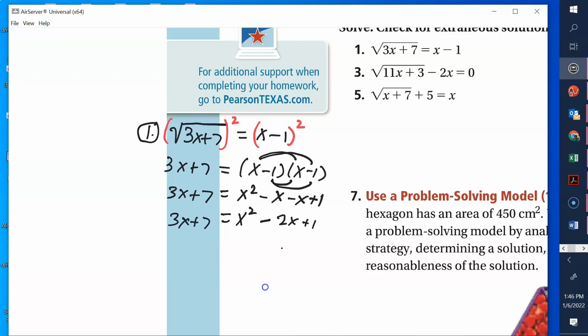What do we have to do to 3x plus 7? What? We have 3x plus 7. What do we do with 3x plus 7? We don't want it there. You don't divide. No.